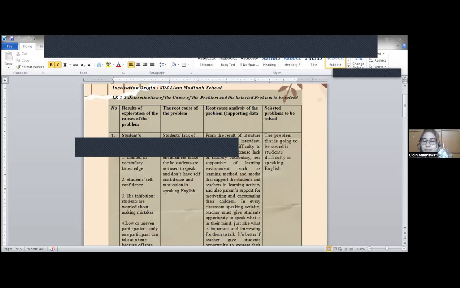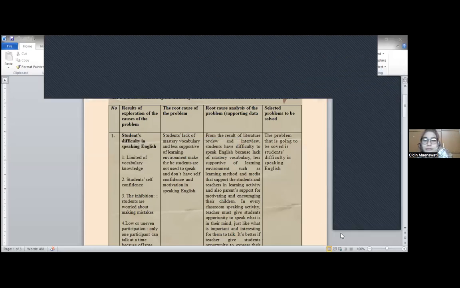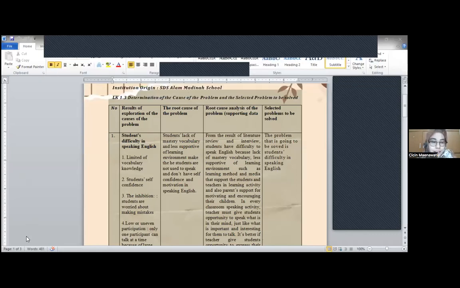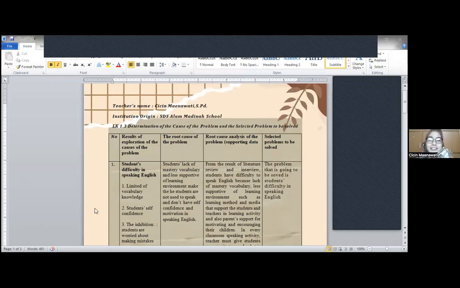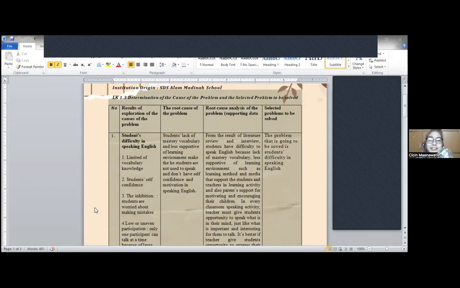Should I make it bigger or small? Make it bigger or is it enough? Okay. Can you see my screen? Yes, everybody? Yes. Okay, enough. It's visible.